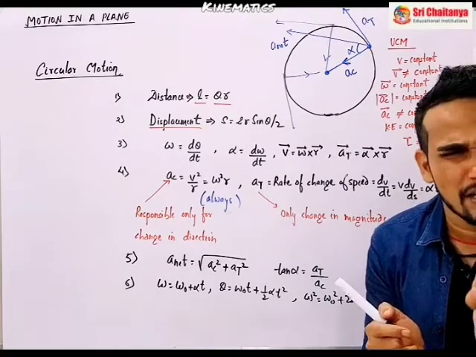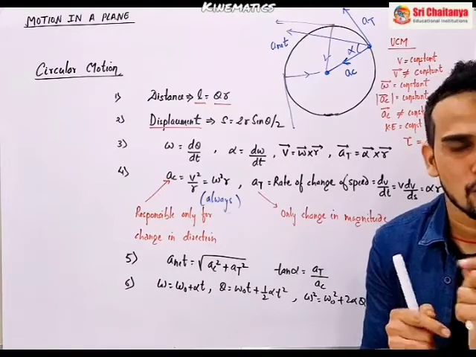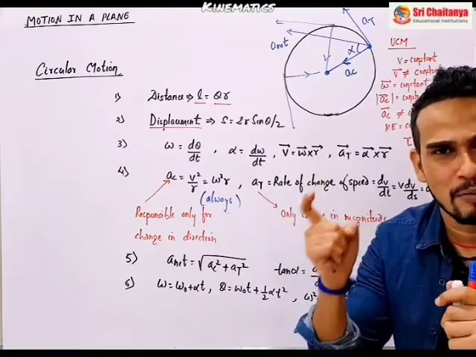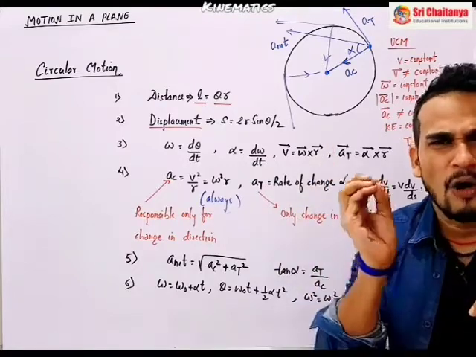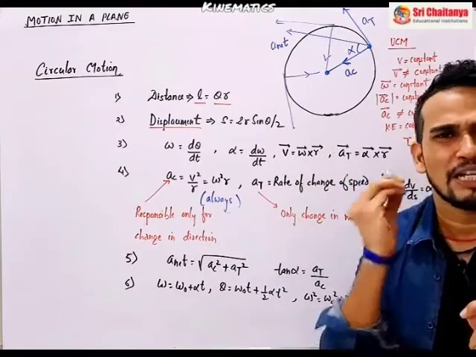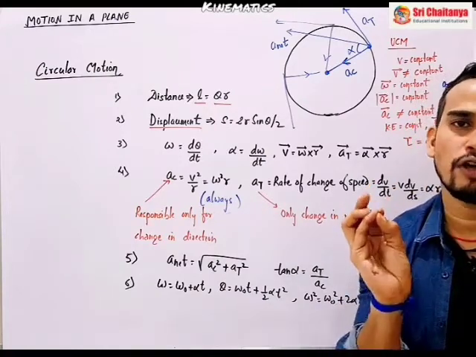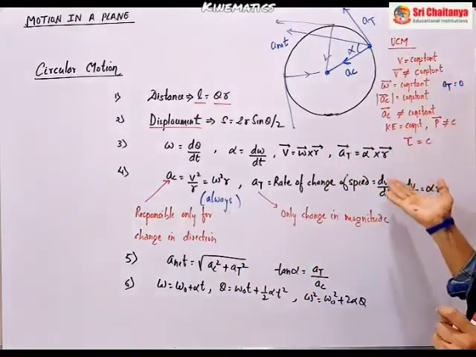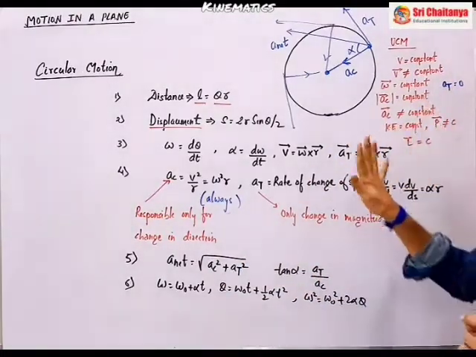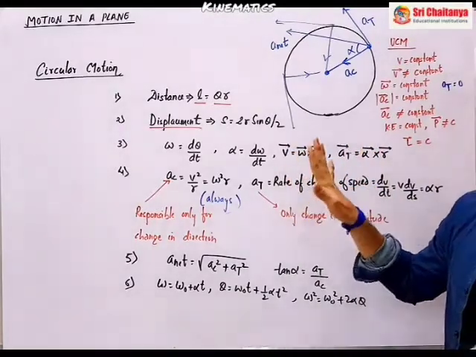Don't think that it is an example of uniform motion. No. Uniform motion means velocity is constant. You tell me, is it possible to have a circular motion where velocity is constant? Impossible. Direction will always change. So when only direction changes and magnitude remains constant, we say uniform circular motion. Non-uniform, everything will change. So this is how we have got the basic idea of kinematics of circular motion.